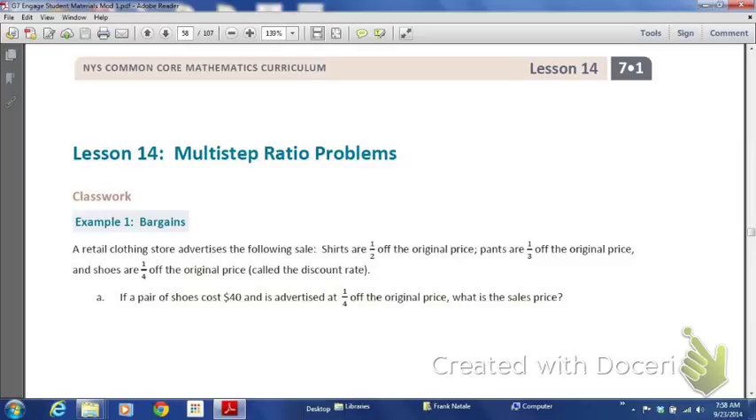A retail clothing store advertises the following sale. Shirts are 1/2 off the original price. Pants are 1/3 off the original price. Say 1/2 off, 1/3 off. And shoes are 1/4 off the original price. Okay, now all of those are what we're calling a discount rate. So these are our discounted rates.